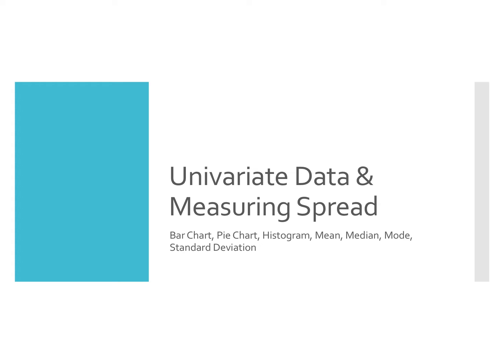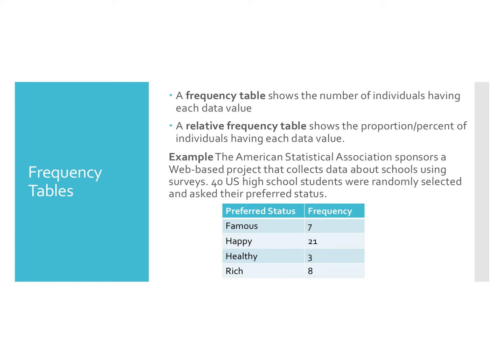Today we will look at univariate data and measuring spread. This includes pie chart, bar chart, histogram, mean, median, mode, and standard deviation. We'll start off with what a frequency table is.